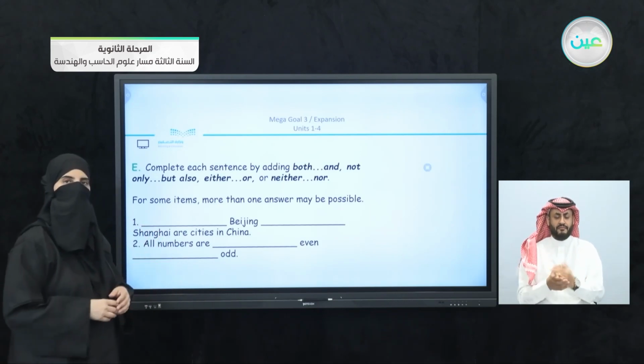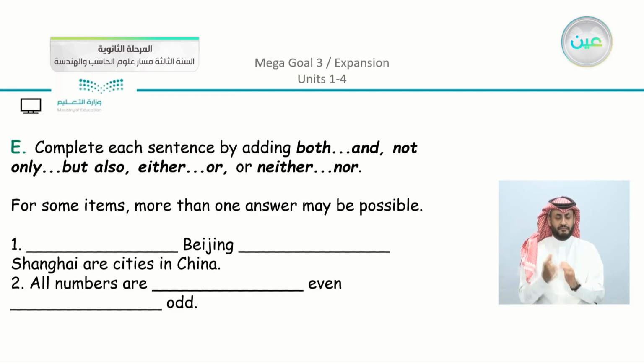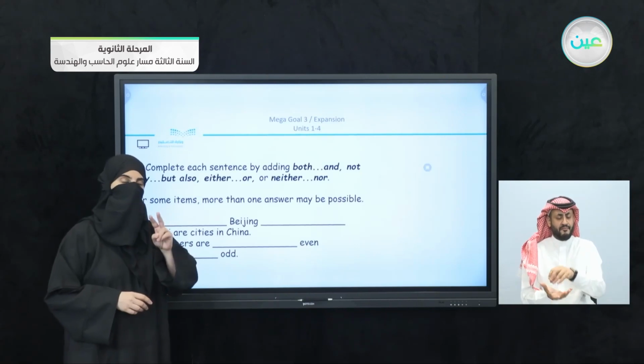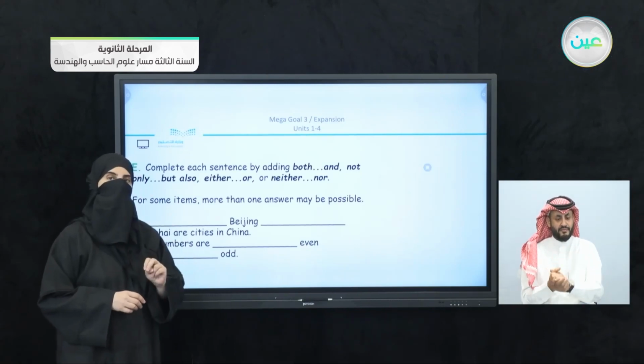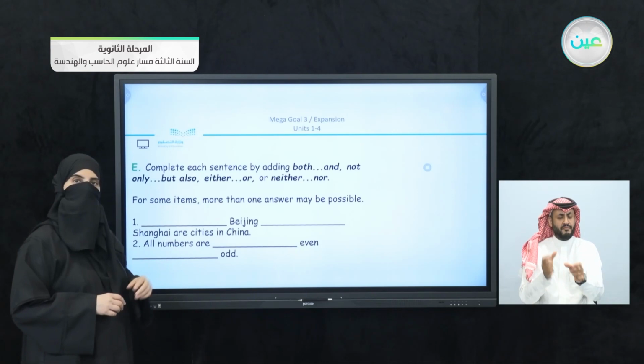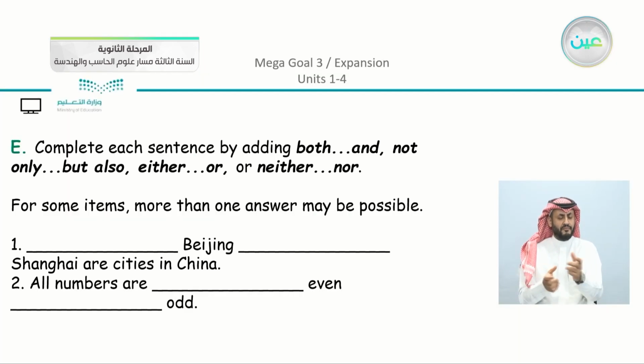So let's read. We have number 1: blank, Beijing, blank, Shanghai are cities in China. Now note that we have 2 parts, so that's why we have 2 blanks here. So what do you feel is suitable? We can say, for example, that both Beijing and Shanghai are cities in China.